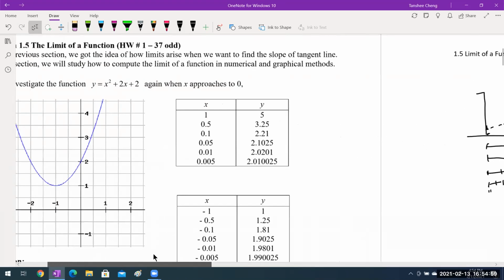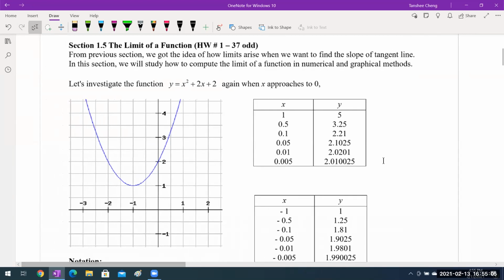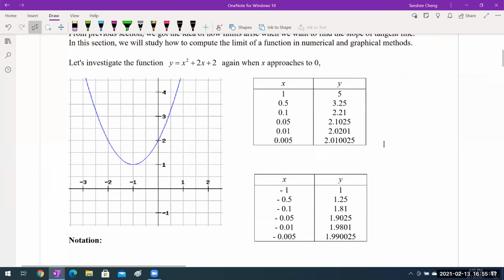Going with this idea, let's go back and talk about the function that we saw last time on finding the slope of the tangent line. But this time we want to talk about it straightforwardly from the function. If you look at this function, x squared plus 2x plus 2, again, when the x value approaches 0, and we plug 0 into this function, x squared goes to 0, 2 times x is 0, so it will be 2 right here. That is the function value.